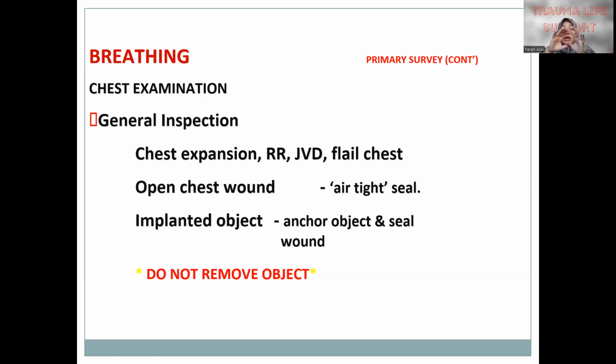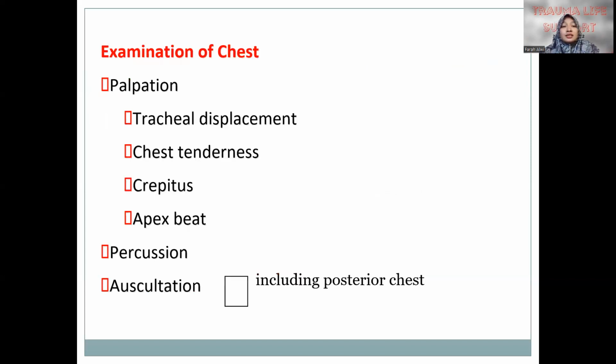Please, when you look at the chest, look anteriorly, laterally, and when we do the log roll, look at the posterior part of the chest because we don't want to miss any injuries at the back. Okay, right. Next is palpation. Okay, palpate for subcutaneous emphysema, crepitus, tracheal deviation, any pulsating hematoma. Okay, and palpate for the apex beat as well. All right. Next is your percussion. Look for any hyperresonance or any dullness over the chest, and auscultation.